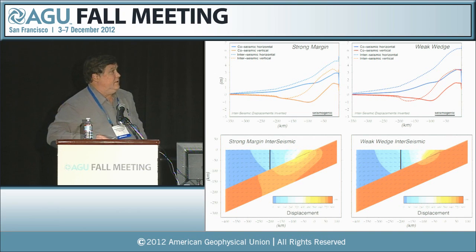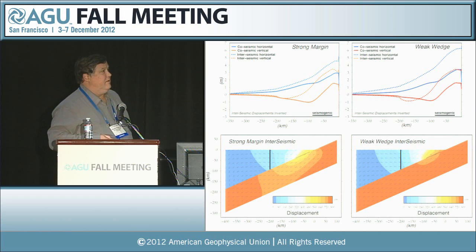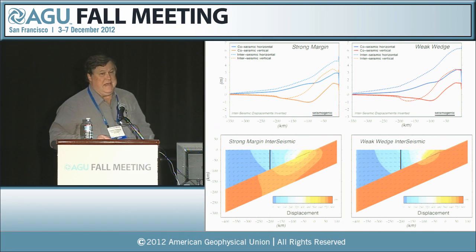So here's just a simple comparison for two different models that are generally not too different. In this case, we have a strong margin back here, but the slab and the wedge have similar material properties, and so the deformation is partitioned between these two parts of the system. In this case here, the backstop and the slab are equal properties, and the only weak spot is in the wedge area.